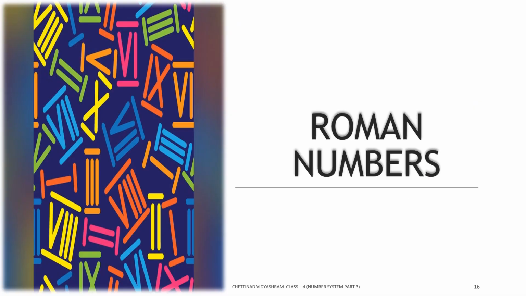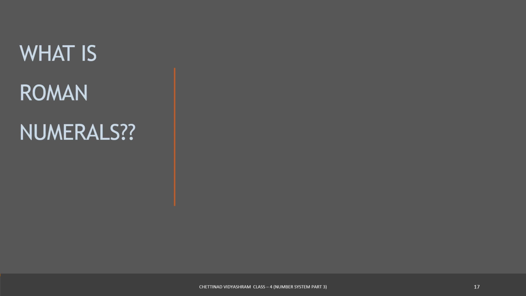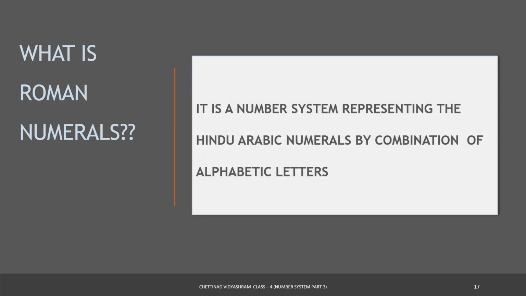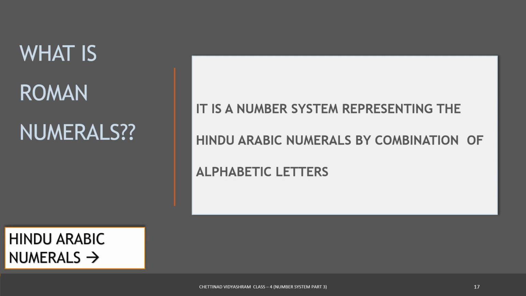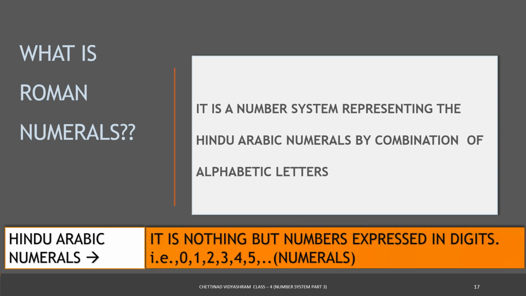Roman numbers. What are Roman numerals? It is a number system representing the Hindu-Arabic numerals by a combination of alphabetic letters. Children, what actually are Hindu-Arabic numerals? It is nothing but numbers expressed in digits, which are our usual numbers like 1, 2, 3, 4, 5, etc.